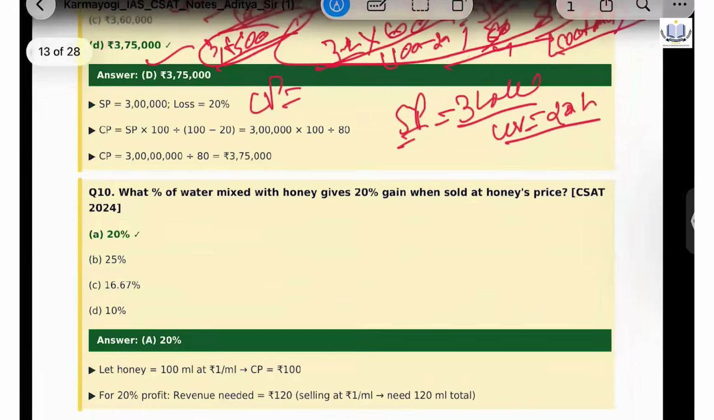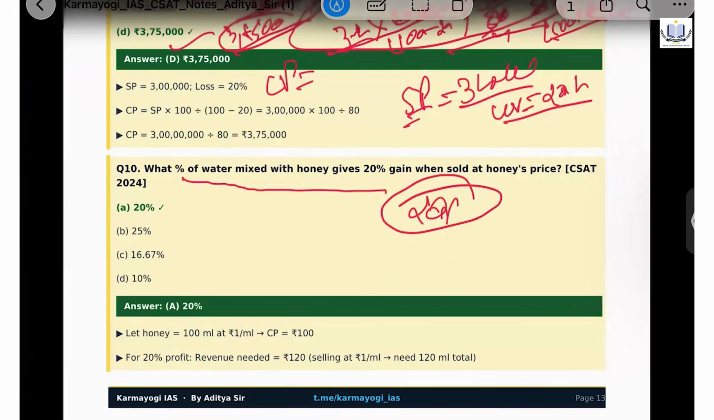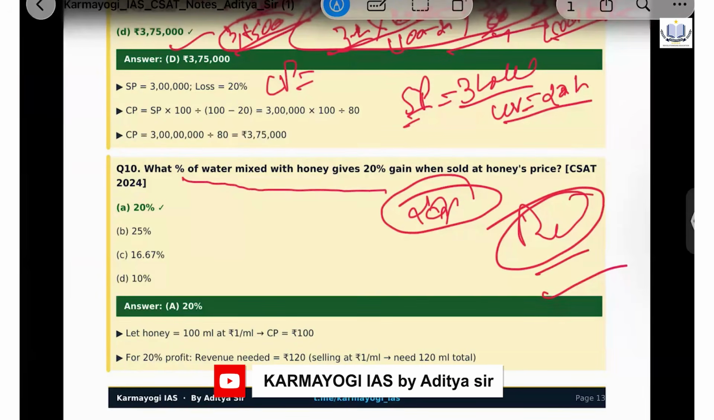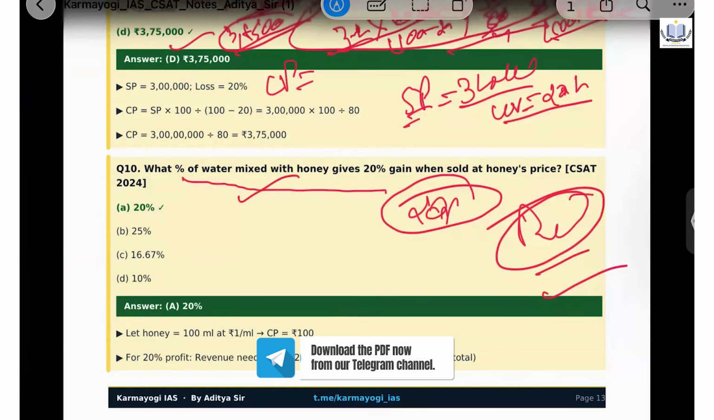Now let's see this question. What percent of water mixed with honey gives 20% gain when sold at a honey's price? Here the price is kept the same, but they are earning money through dilution. Common practice, right? Common practice in our nation. So how to do it? What percentage of water mixed with honey gives 20% gain?